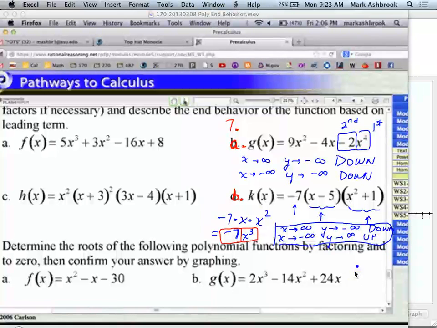Okay, so just really briefly, for this 7b, if we were to sketch just the end behavior, as we go way out to the right, it's going to head down to negative infinity. As we go way out to the left, large negative values of x, y is going to go up to positive infinity. So this is the end behavior of this graph, just like -7x cubed at the ends. Okay, does it make sense? Anybody have a question?